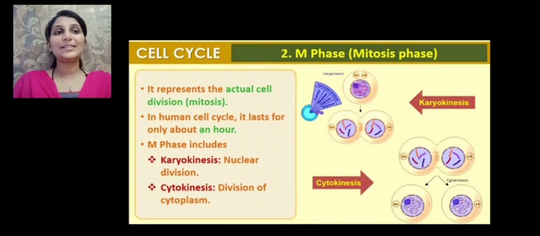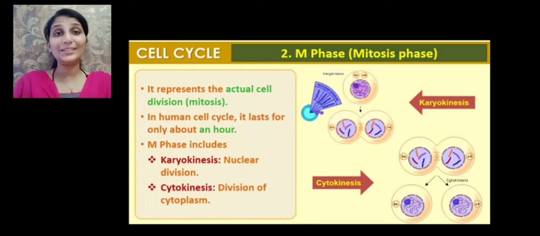So next is the M phase. It represents the actual cell division. So it is called the mitotic phase, the phase in which the cell is going to get divided. The duration of M phase constitutes only 1 hour. The M phase can be subdivided into two stages, karyokinesis and cytokinesis. Karyon means nucleus, so the division of the nucleus is called karyokinesis.